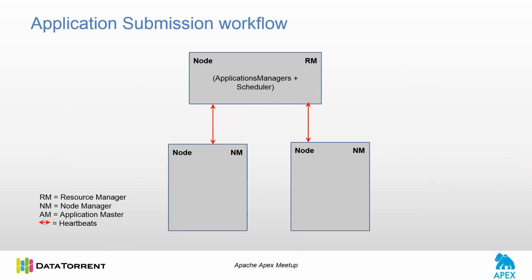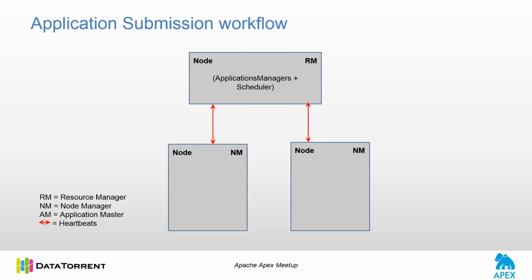To explain that, I'll assume I have a 3-node cluster. One of my nodes is the resource manager. This resource manager has two major components: one is the scheduler and another is the applications manager. And I have two more nodes which have node manager installed on them. So we have only one resource manager, and we can have many node managers. As of now, in this diagram, we have only two. So this cluster is up and running.